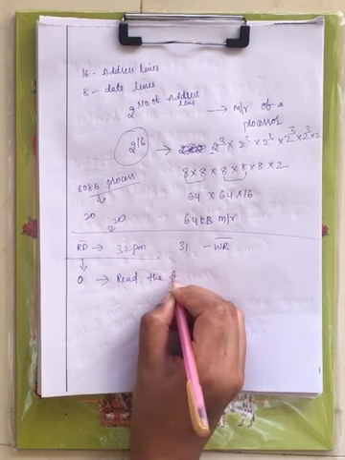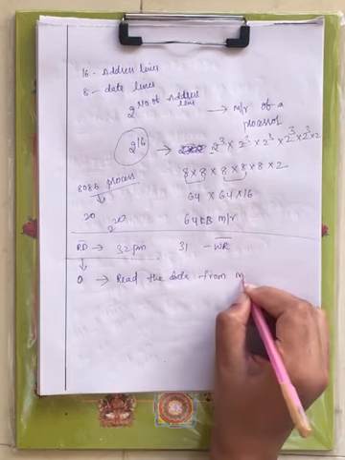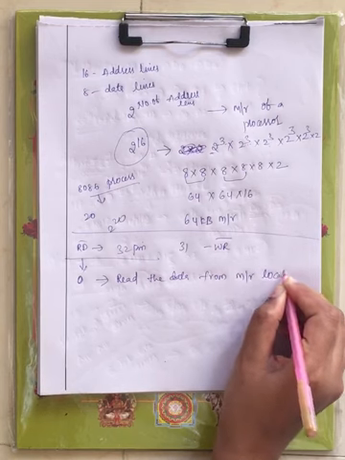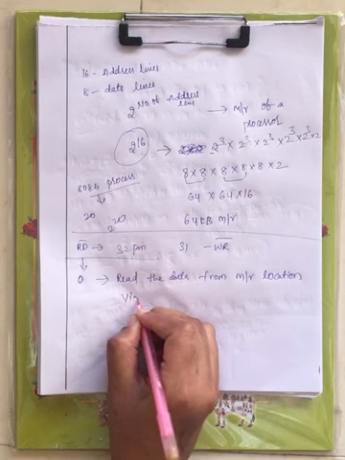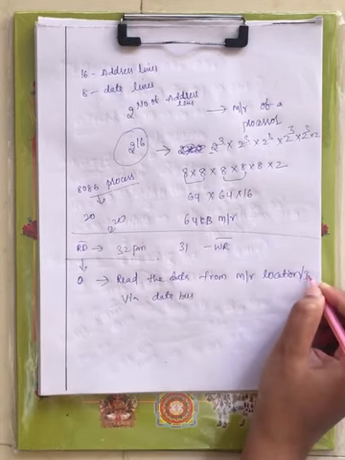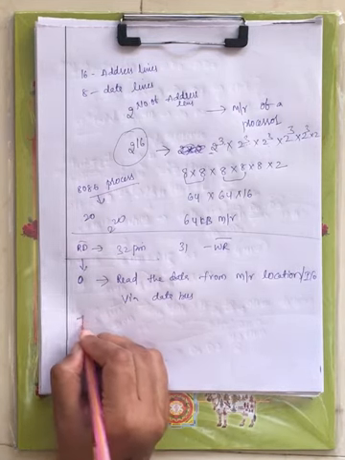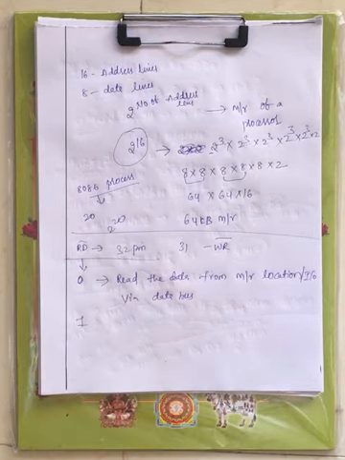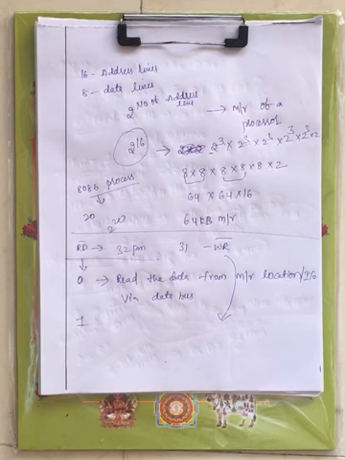You can read the data from the memory location or IO devices via the data bus, right? Now when it is 1, you can't do the read operation. Similarly, the same thing is followed for the WR bar signal.